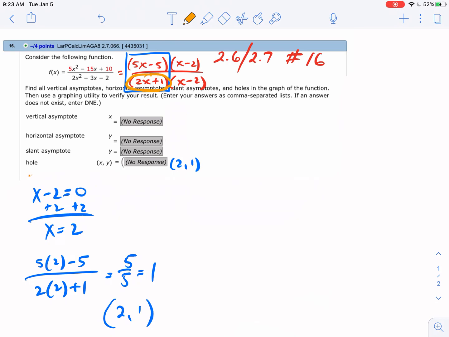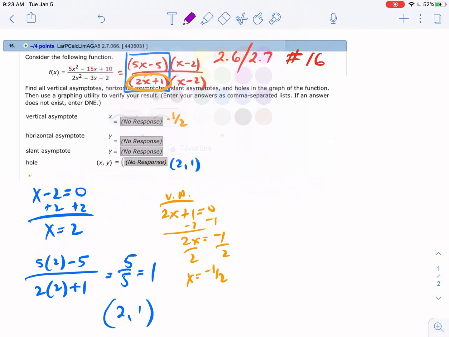So now let's take the other one. So I take my 2x plus 1 and I set it equal to 0, and I subtract 1. Then I divide by 2. So when x is negative 1/2, that's where my vertical asymptote would be. So I have a hole and a vertical asymptote.